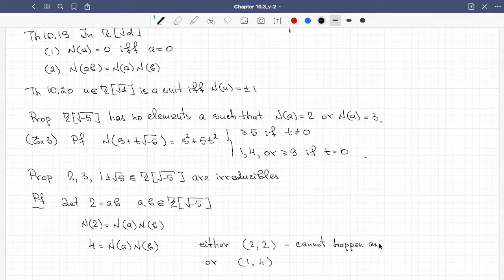As 2 is not a norm. We proved that there is no element of norm 2. There is no such element. That's the only option. So one of these factors, either A or B, has norm 1.